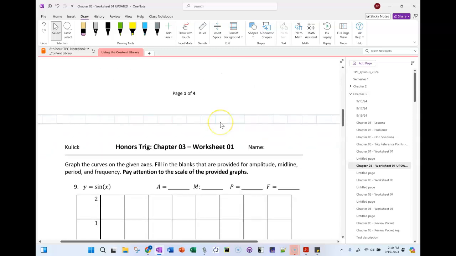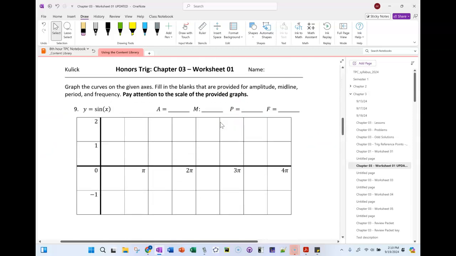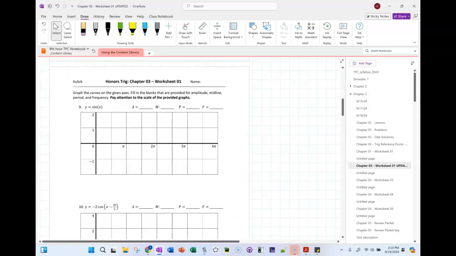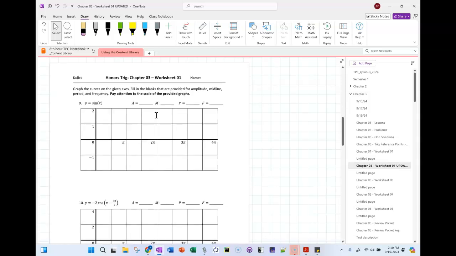Okay. The next page is we're just going to be graphing things. So the AMPF here at the top is amplitude, midline, period, frequency. So just writing that in. Everybody's okay there? And then off to the side, you'll create your transformed points and then plot them and draw your graph.